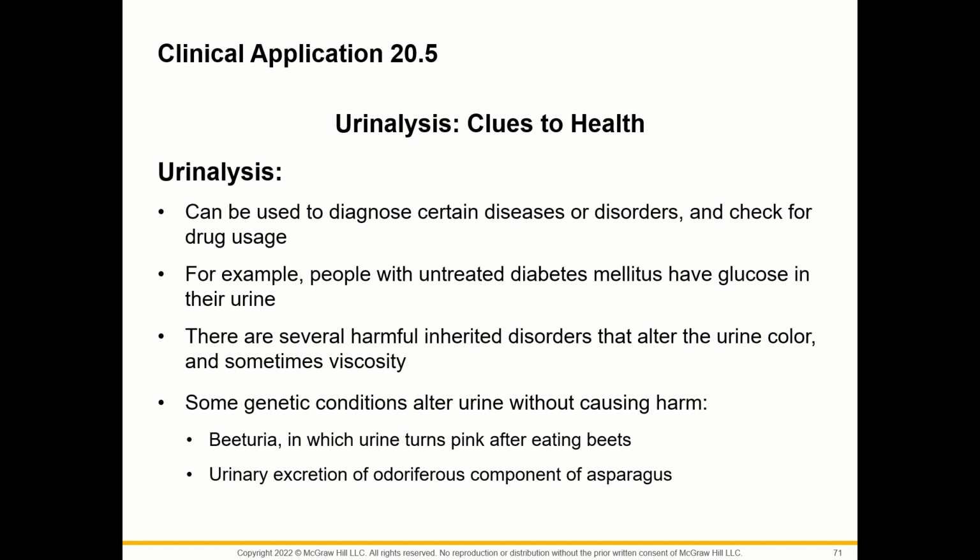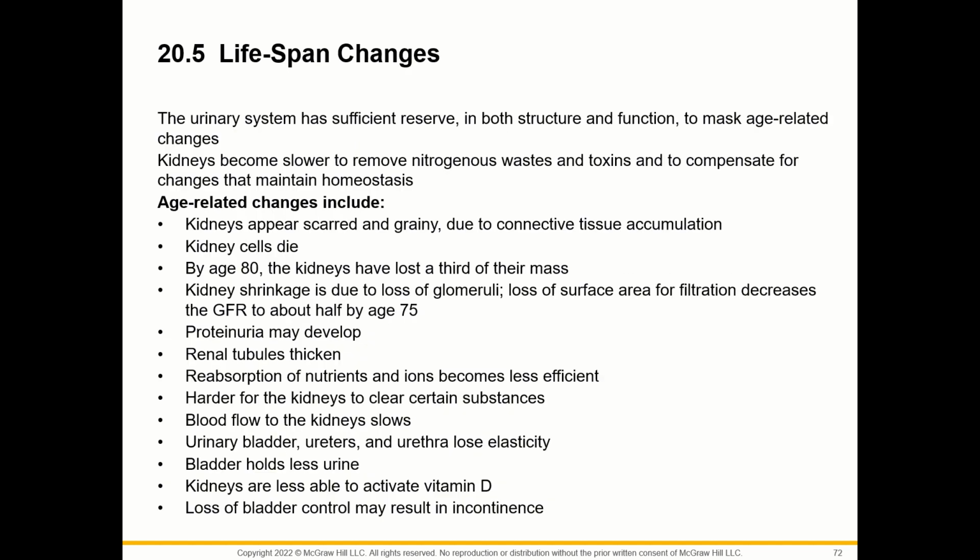Urinalysis, clues to health. So urinalysis can be used to diagnose certain diseases or disorders and check for drug usage. For example, people with untreated diabetes mellitus have glucose in their urine. There are several harmful inherited disorders that alter the urine color and sometimes the viscosity. Some genetic conditions alter urine without causing harm. Beeturia, in which the urine turns pink after eating beets, and urinary excretion of the odoriferous component of asparagus. I've heard a rumor that we all have that odoriferous condition after eating asparagus. What's genetic is our ability to smell it, but I could be wrong.